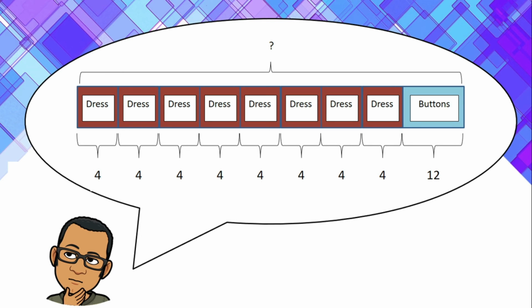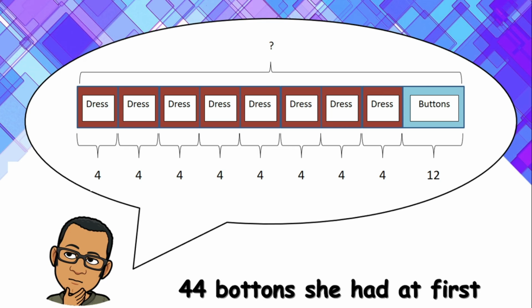Tama rin ang sagot. Pwedeng ang gawin is to multiply 4 times 8 plus 12. Pareho din yung sagot. Okay? Kaya nga non-routine, different solutions. Pero mag-a-arrive siya sa isang sagot pa lang. So, ano magiging sagot natin? Siyempre, 4 times 8 is 32 plus 12 is 44. So, the answer here is 44 buttons she had at first. So, meron daw 44 buttons si Rosa bago siya nag-start mag-suit. Okay?